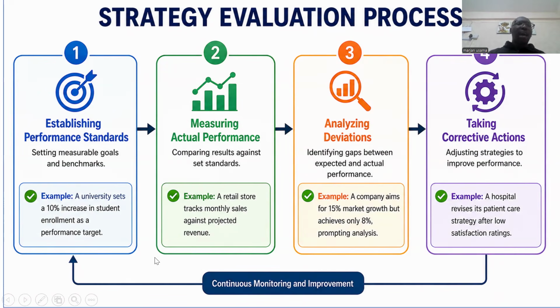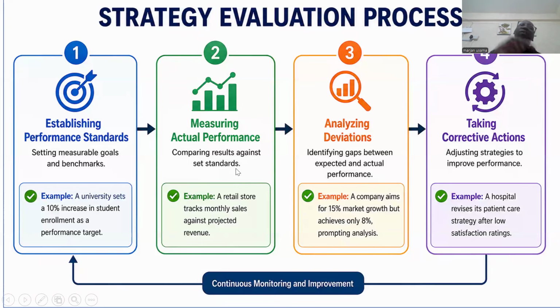For example, a university sets a 10% increase in student enrollment as a performance target. So before we begin, the target is clear. The university wants to increase its enrollment by 10%. Okay, number 2, measuring actual performance. This is comparing results against the set standard.